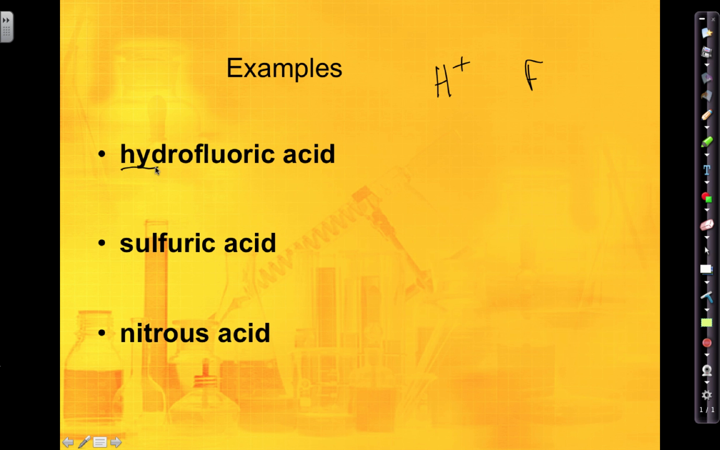So again, there's a hydro prefix, so there's two elements. There's no polyatomic. It has to have hydrogen in it, so it's going to be H+. And then the fluoric, well, that just has to be fluorine. So, +1, -1. They cancel, so just one of each. So it's just like an ionic compound, except you're using H+ instead of a metal.